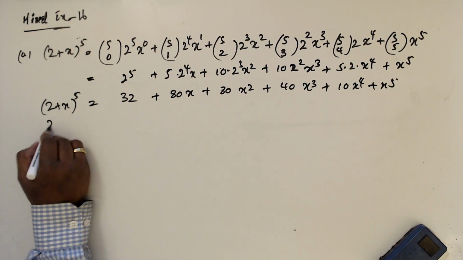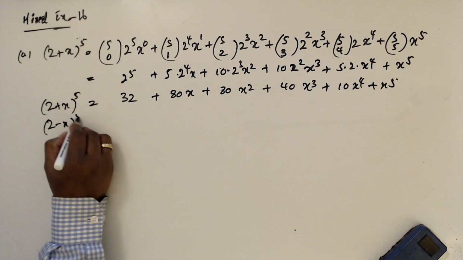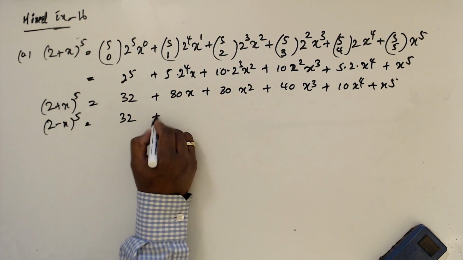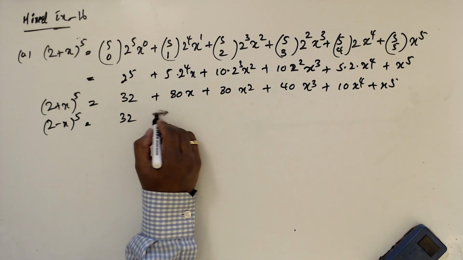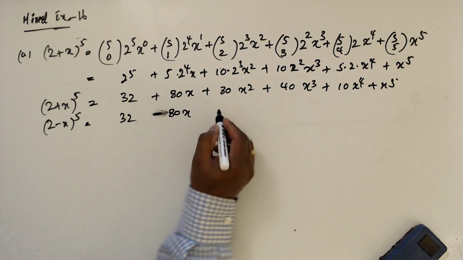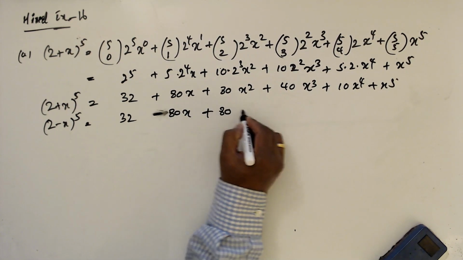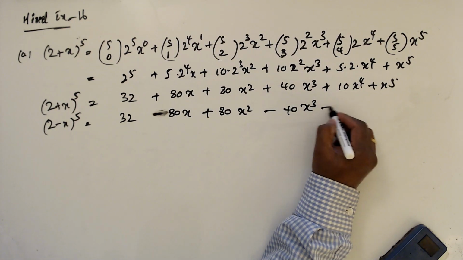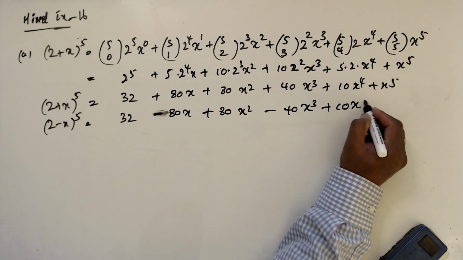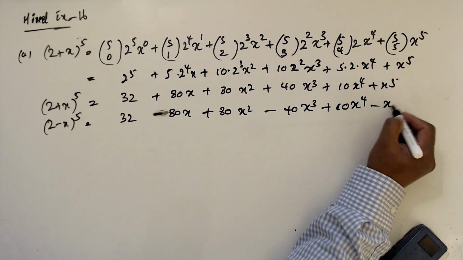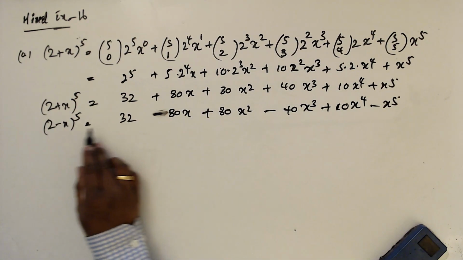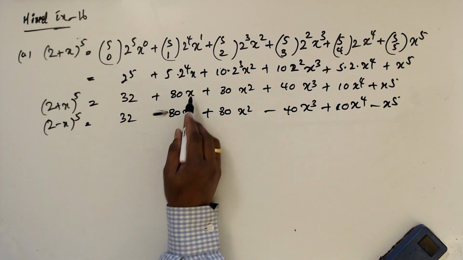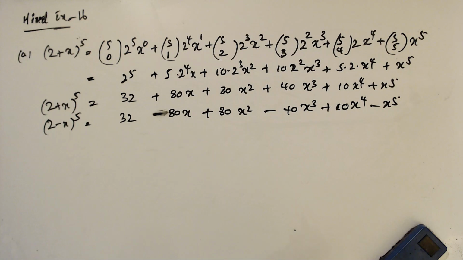Now I'm going to write (2 − x)^5. This is 32, minus 80x, plus 80x square, this is 40x cube, this is 10x^4, and minus x^5. When I substitute x values, all square terms are positive and all odd terms become negative.